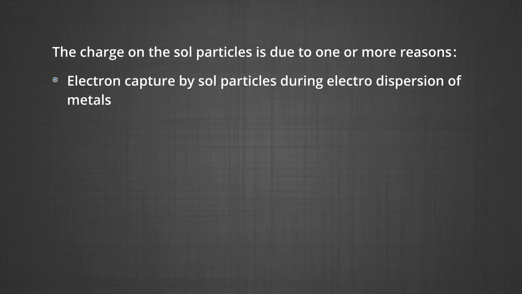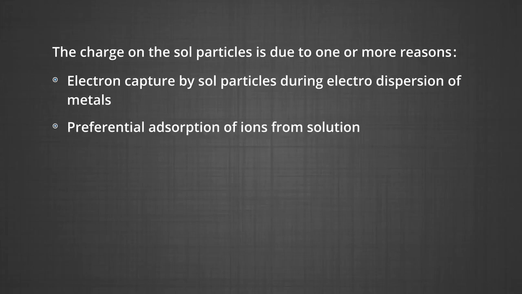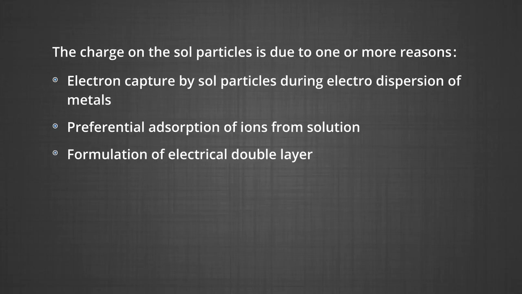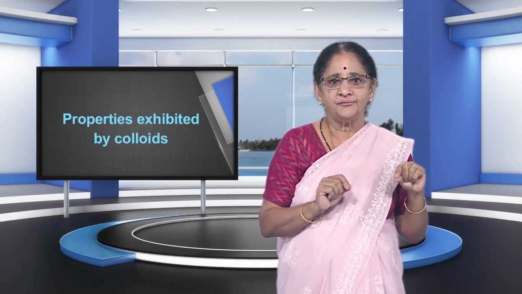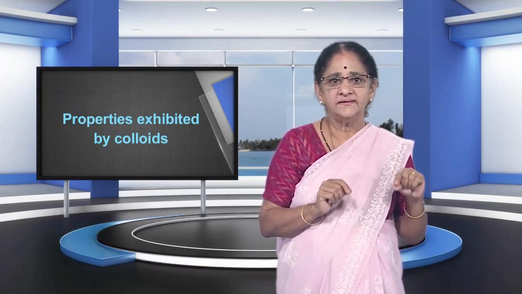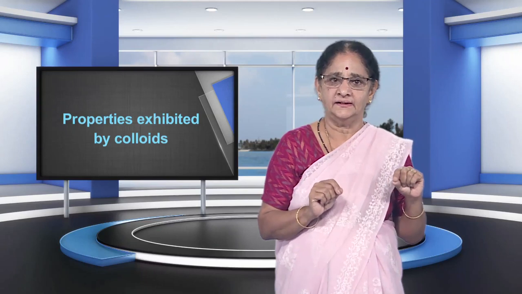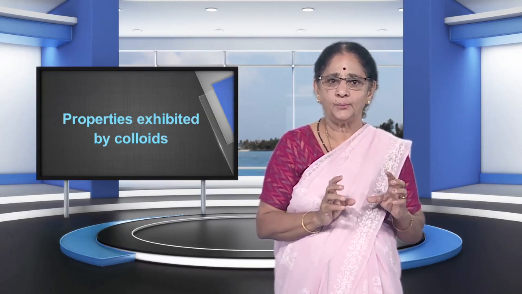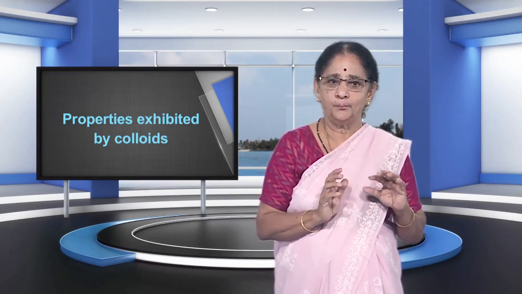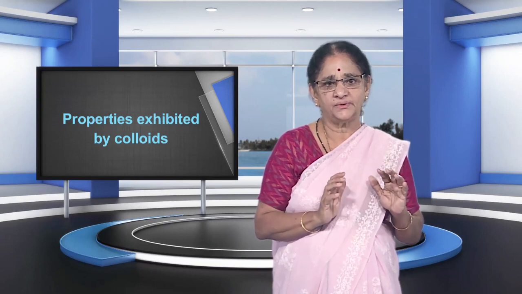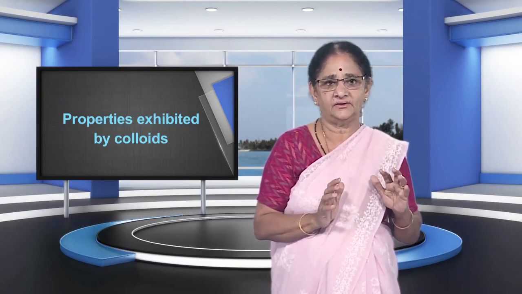The charge on the sol particles is due to one or more reasons. Number 1 being electron capture by sol particles during electrodispersion of metals. Number 2, preferential adsorption of ions from solution. Number 3, formulation of electrical double layer. Amongst these three, preferential adsorption of ions is the most accepted reason.